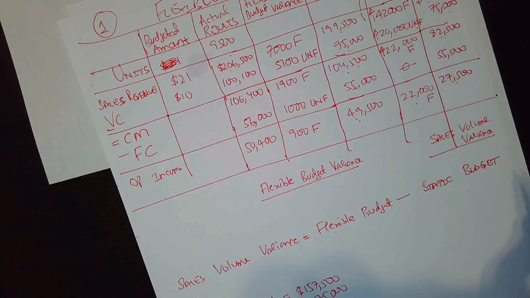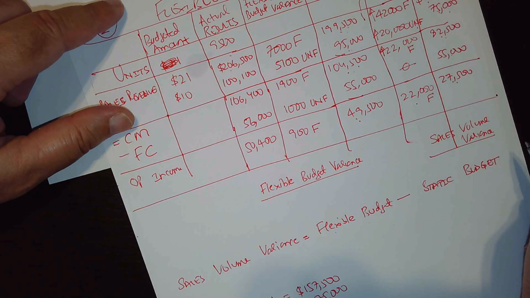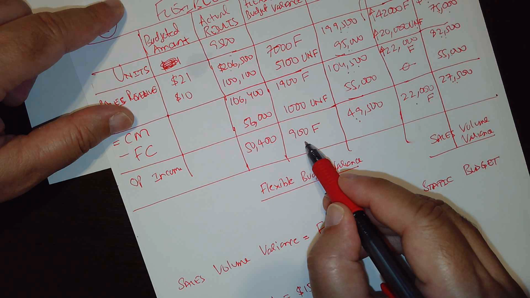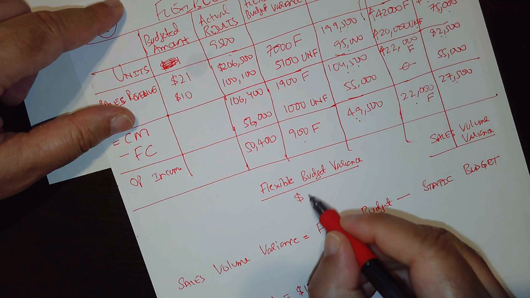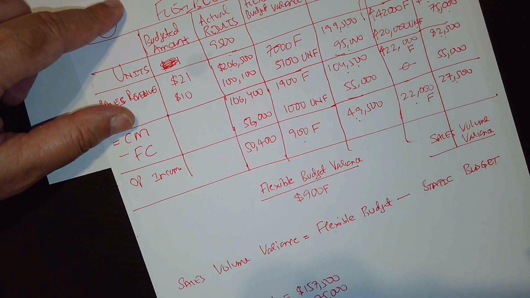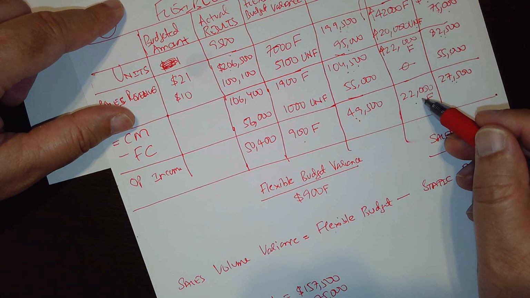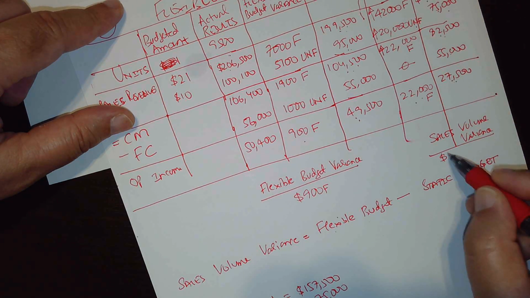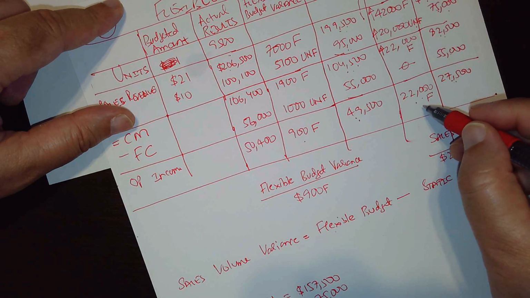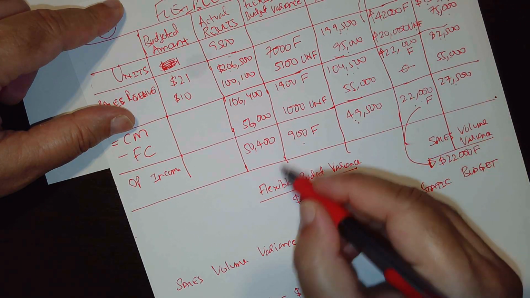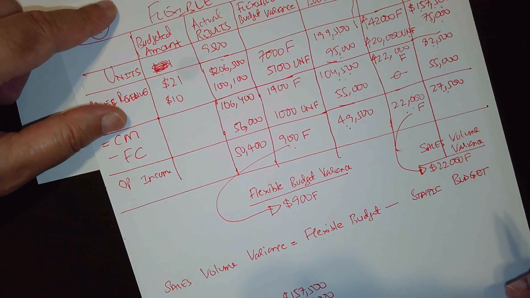So how do we calculate this one? So the flexible budget variance, as you see, is $900. This one, $900, and it's favorable. And your sales volume variance is $22,000 favorable. So this number is coming from here, and this number is coming from here. So these are the two numbers.